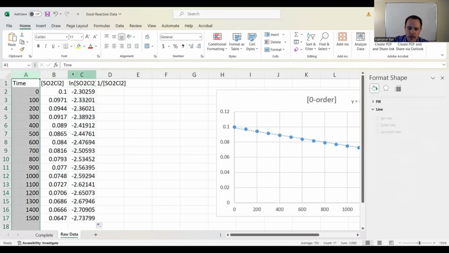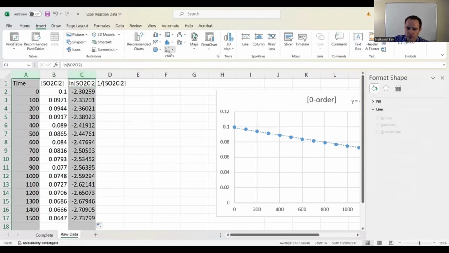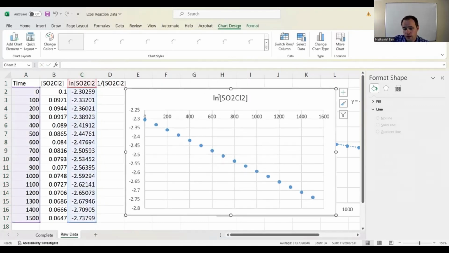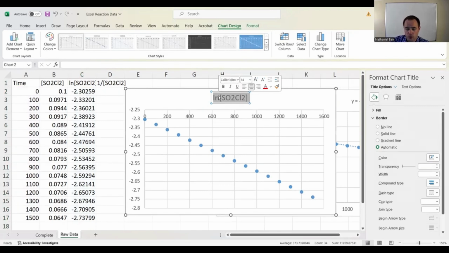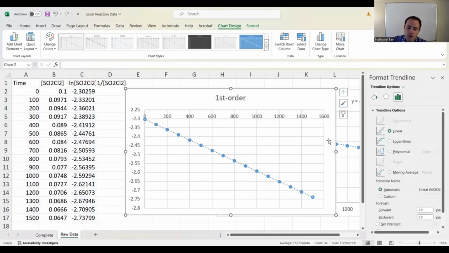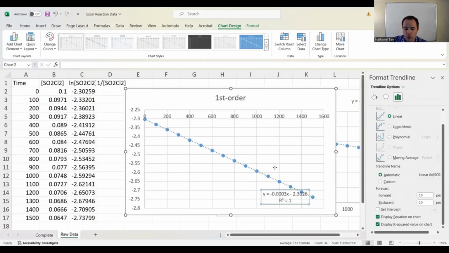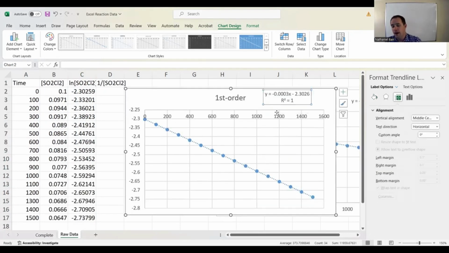Now we can select time and the natural log data, and do the exact same thing. We can insert this graph, and that's looking pretty darn straight. So here is our first order graph. And now we're going to do the same thing. We're going to add a trend line, put the equation and the R squared on it, and boy, I don't think it's going to get any better than that. Here we have an R squared value that's perfect. It's an R squared value of 1.